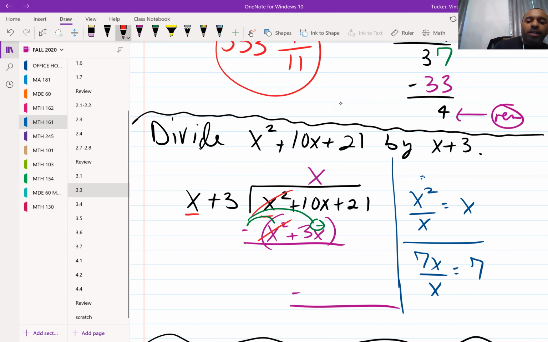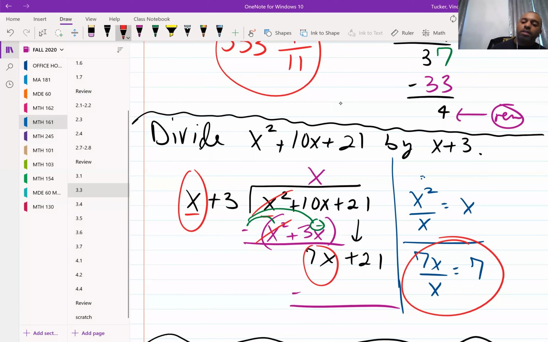So x squared minus x squared will cancel. 10x minus 3x is 7x. So like I said, make sure you don't forget to subtract this term. A lot of people make that mistake. Bring down your 21. So now you're saying how many times does x go into 7x? Or in other words, what times x will give you 7x?